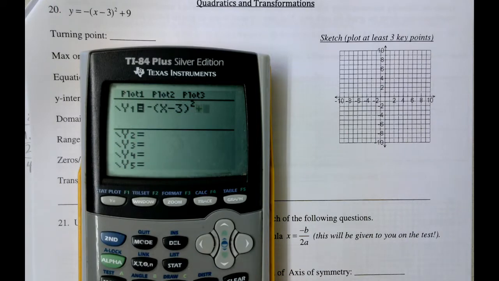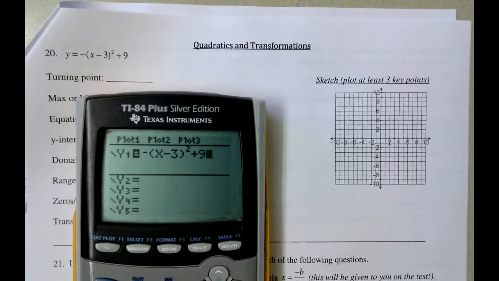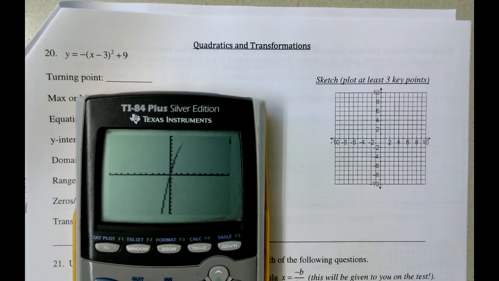plus 9. So just checking here, negative. So the negative button is down at the bottom of your calculator screen, and then the minus is to the right on the screen. And then we can hit graph here. And we don't really need that. What we really want are a couple of points with the table.